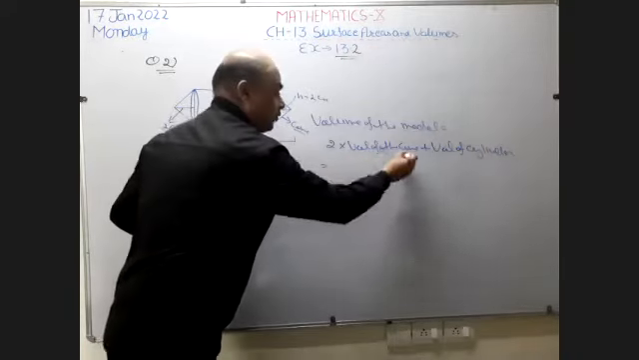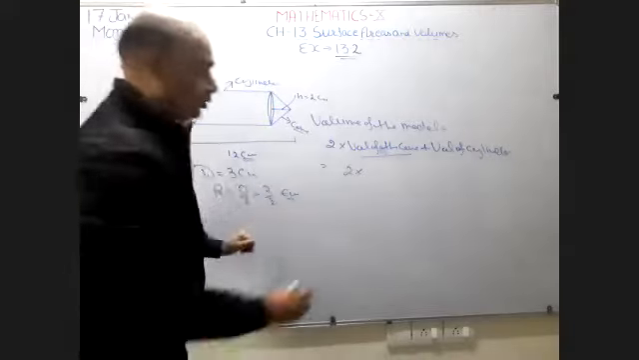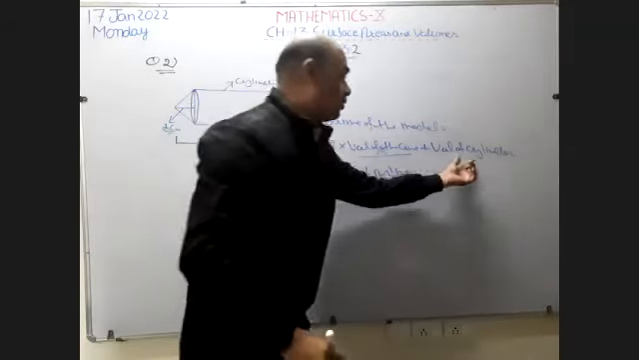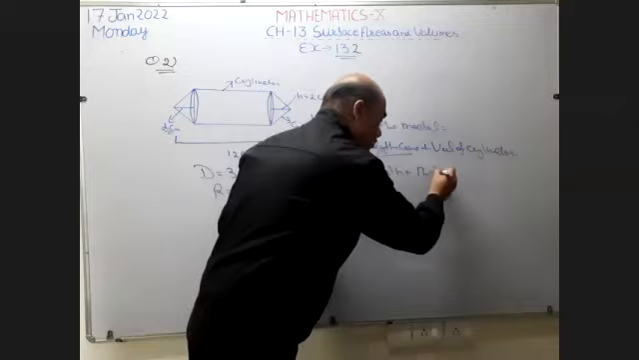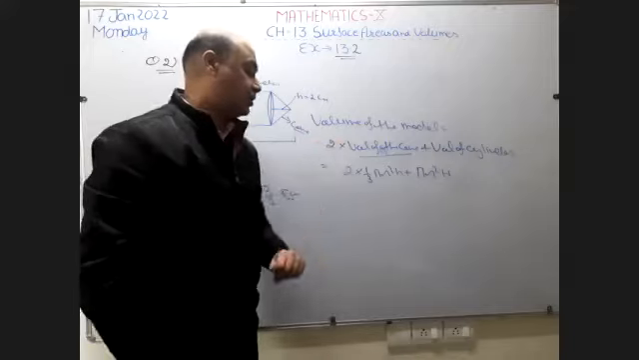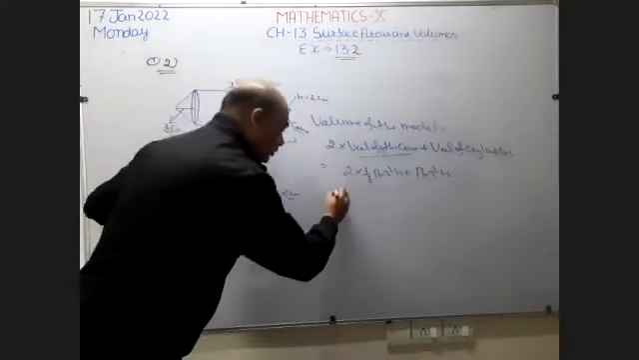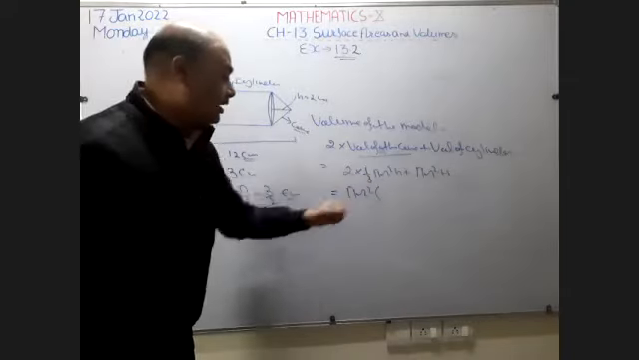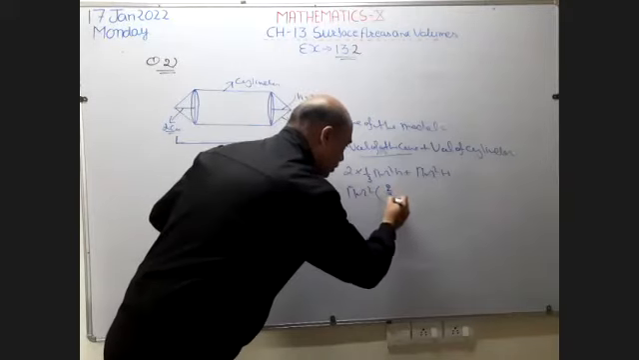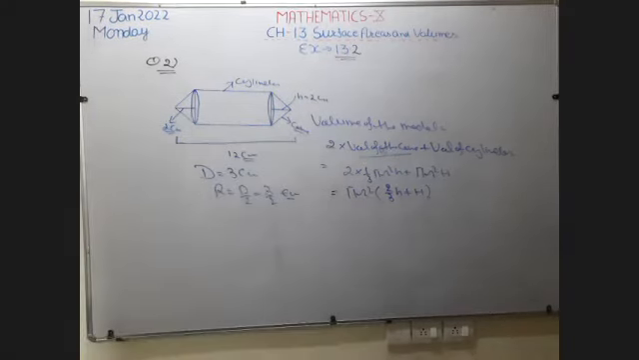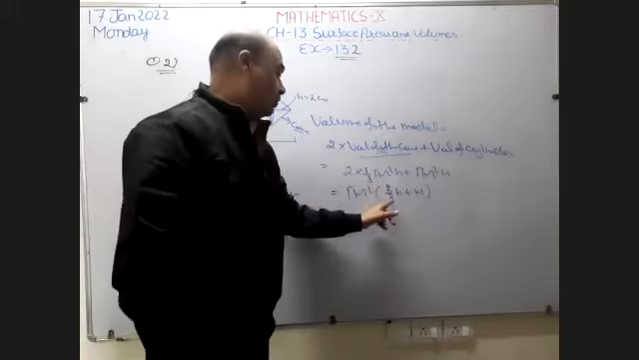Now how do you find the volume of a cone? The formula is 1 by 3 pi r square h. The volume of a cylinder is pi r square h. What is common between these two terms? Pi r square is common. Take pi r square common. After taking it common, what is left? 2 by 3 h plus capital H.